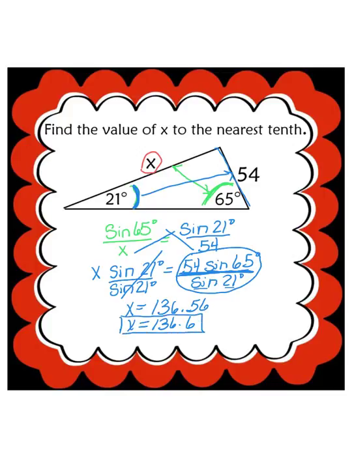But let's see if that answer makes sense. If you look, we just found the side that is opposite a 65-degree angle. So that side should be quite a bit longer than the side that was opposite our 21-degree angle, which was 54. So because it is quite a bit longer, that looks like a good answer.